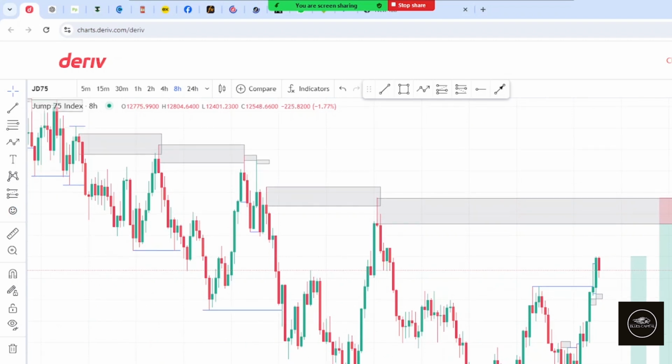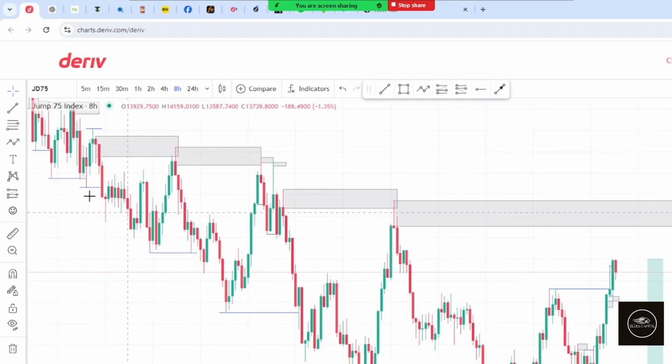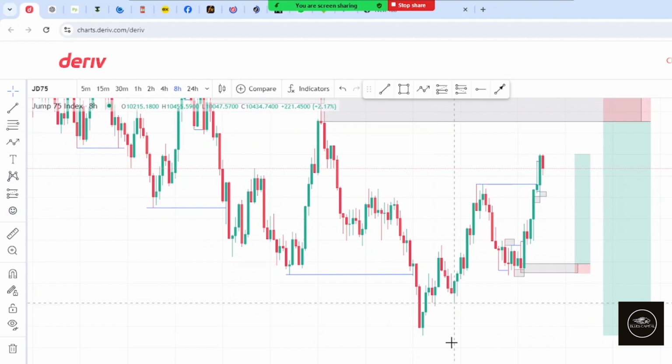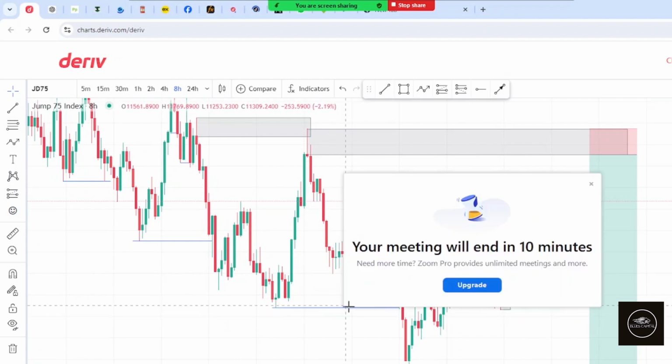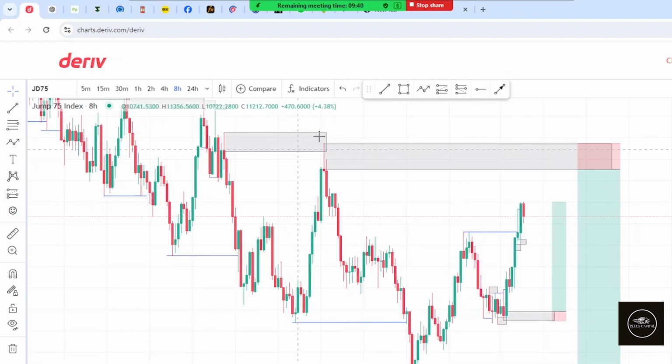On the 8 hours time frame, you can see the market clearly. This is the internal structure. You can see lower low, lower high. All these are showing the market is bearish. So this move is a retracement, because the market broke structure to the downside. This is the break of structure.